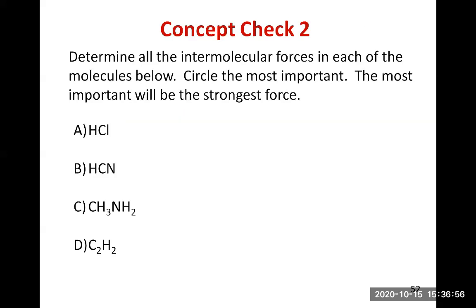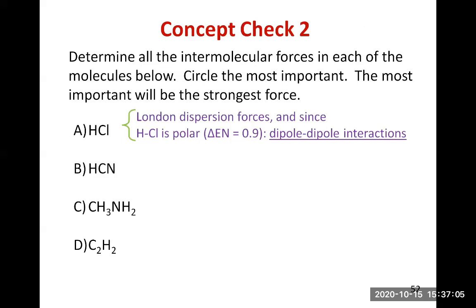So HCl is experiencing the London dispersion forces because all molecules do. So you need to list that always. Then HCl is polar. The electronegativity difference is 0.9 between chlorine and hydrogen. And so that's a polar covalent bond. And so we have a dipole moment, going from hydrogen towards chlorine. And so that means molecules of HCl will be attracted to other molecules of HCl due to those dipole-dipole interactions.